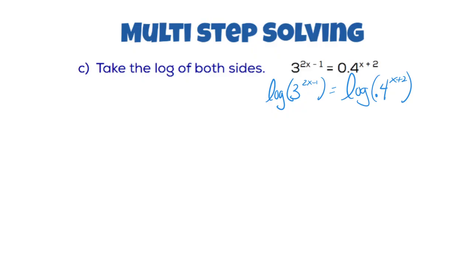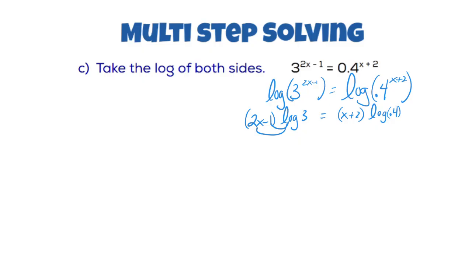what I would then do is use my log property. Anytime you have an exponent here, you pull it out in front. Take the exponent, pull it out in front. So now what I have is 2x minus 1 times the log of 3. And over here, I have x plus 2 times the log of 0.4. Now the log of 3 and the log of 0.4 are just numbers that I will then distribute through.